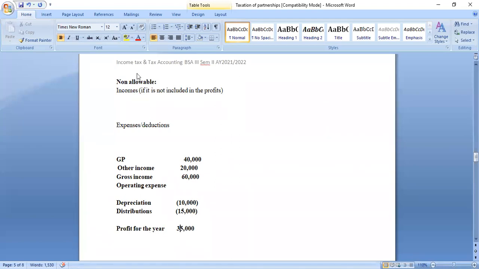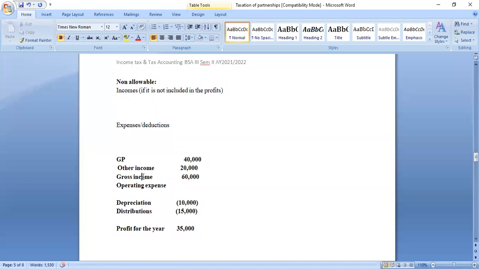So that's why under non-allowable, you'll find incomes that are not included in the profit or loss, and yet they are supposed to be there. We shall come and add them. And then expenses that are in the income statement or part of the profit, and yet they were not supposed to be deducted, so we add them back also. Okay, that is non-allowable. I hope we are together.